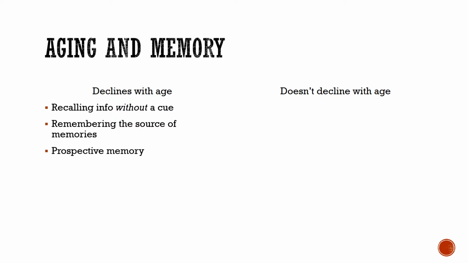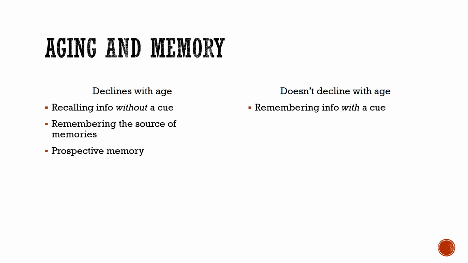So I actually do have some good news here, though. There are parts of your memory that don't decline with age. There are parts of your memory that never will decline, unless you have some sort of neurodegenerative disease like dementia or Alzheimer's. But if not, then these parts of your memory stay stable pretty much throughout your entire life.